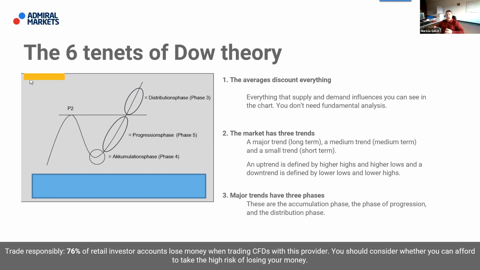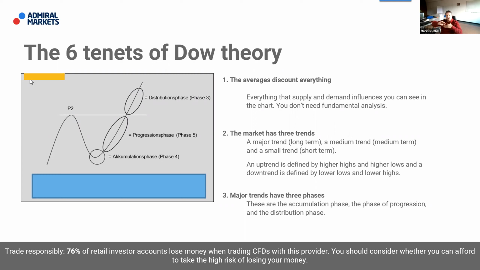Why is it named that? Because accumulation is based on the knowledge that the smart money counts on those guys who are in panic and want to sell everything. So the smart money accumulates all the pieces the panic traders want to sell out and give away. So this is the so-called accumulation phase.